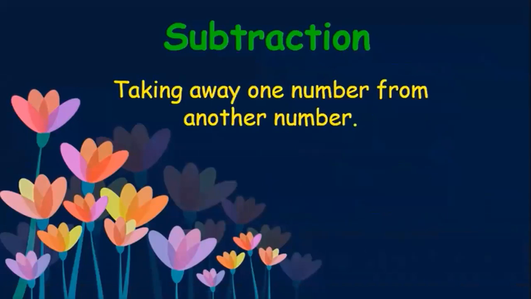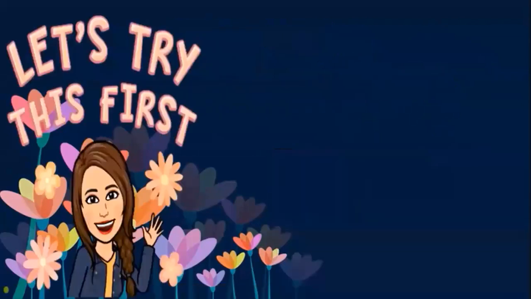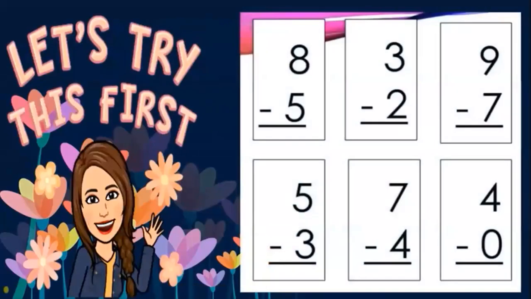So what do we mean when we say subtraction? Subtraction means taking away one number from another number. So for example, we have here 6 minus 3. That gives us 3. So let's have our subtraction review before we proceed to subtracting 3-digit by 3-digit numbers.